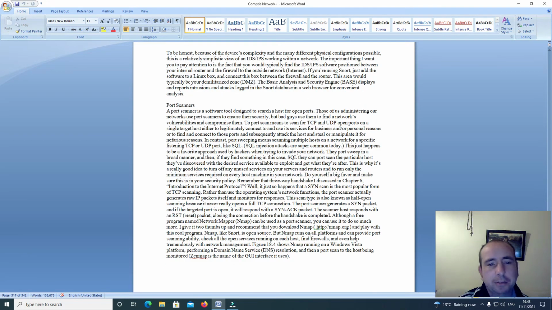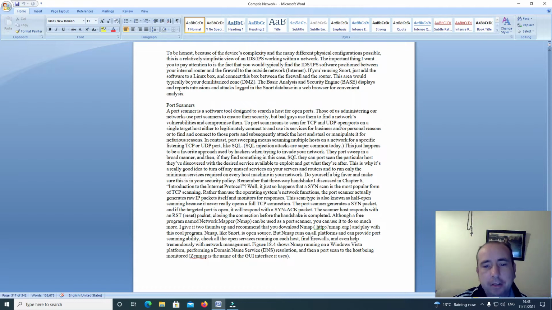To be honest, because of the devices' complexity and many different physical configurations possible, this is a relatively simplistic view of an IDS/IPS working within a network. The important thing I want you to pay attention to is the fact that you will typically find an IDS/IPS software positioned between your internal router and the firewall to the outside network, the internet. If you're using Snort, just add the software to a Linux box and connect this box between the firewall and the router. This area would typically be your demilitarized zone, DMZ.